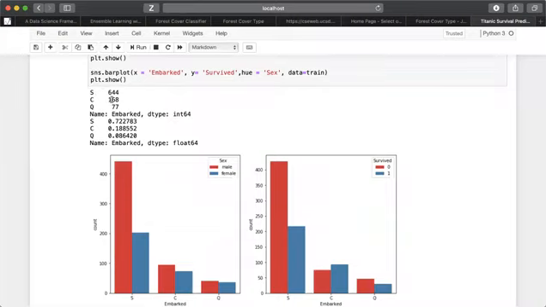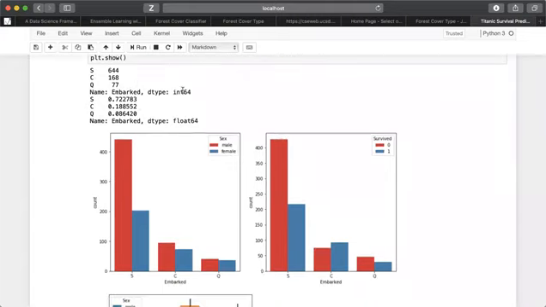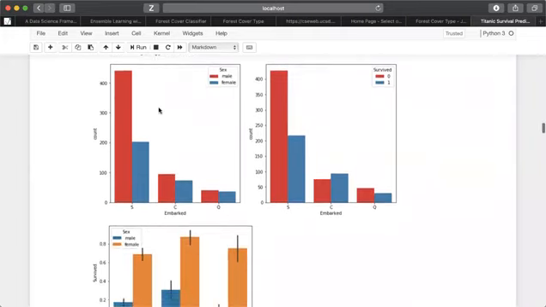Then from Cherbourg, 168, and from the last only 77. So around 72% embarked from Southampton, 18.8% from Cherbourg, France, and only 8.6% from the last one. The same is depicted visually on the left plot.